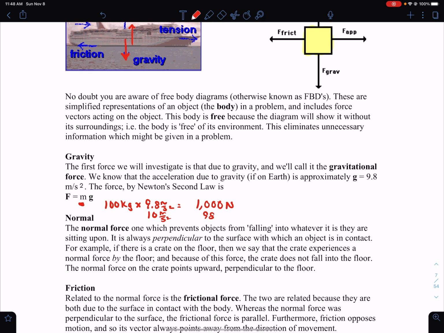That'd be 980. I feel like my son trying to grab a calculator to do something like that.